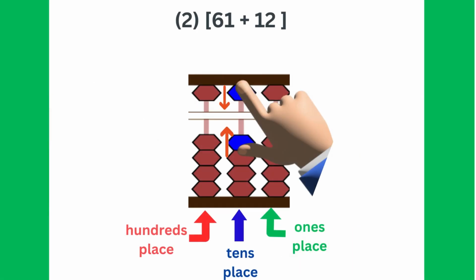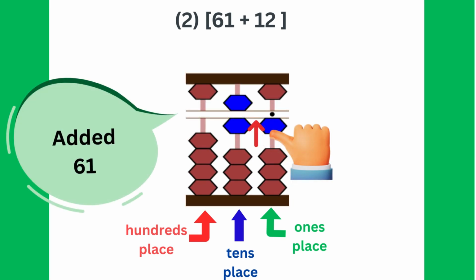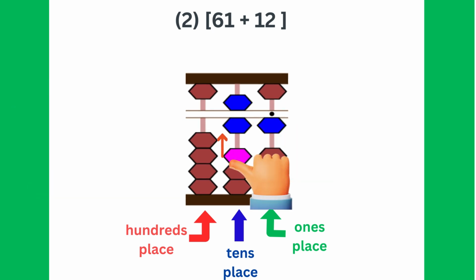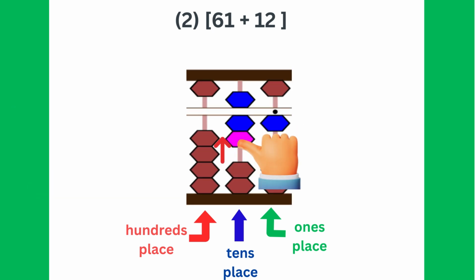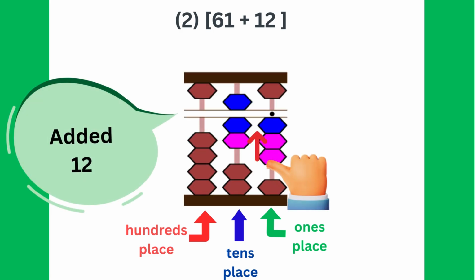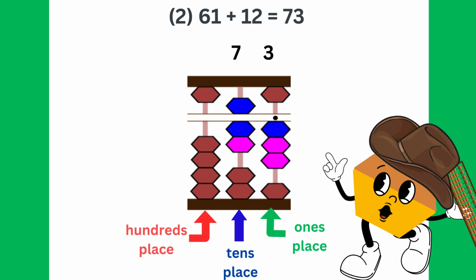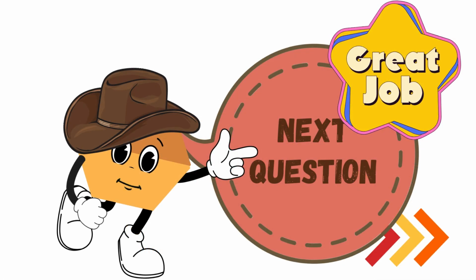First, add 60 in the tens column, then add 1 in the ones column. For the next number, 12, add 10 in the tens column, then add 2 in the ones column. Therefore, 61 plus 12 is equal to 73. Good job! Let's move on to the next problem.